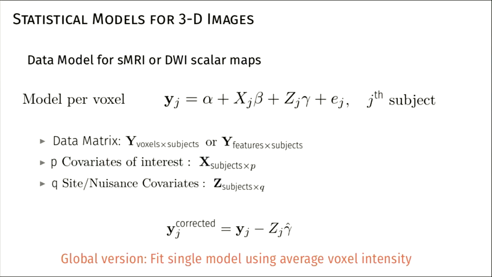If you don't do this voxel-wise and you do it on the average intensity across the whole map, for example, this would be like a global model. This is often used, but we'll see some examples later on that show this is not as effective as fitting local models.